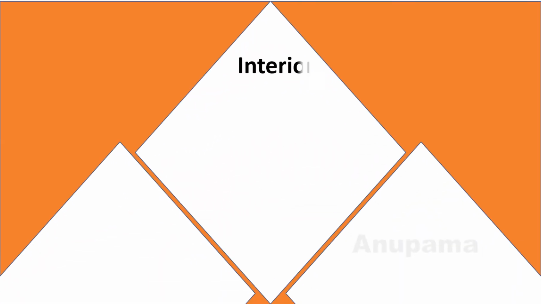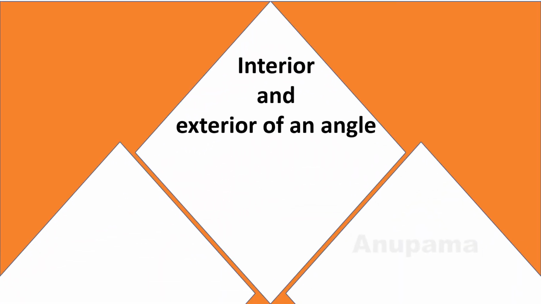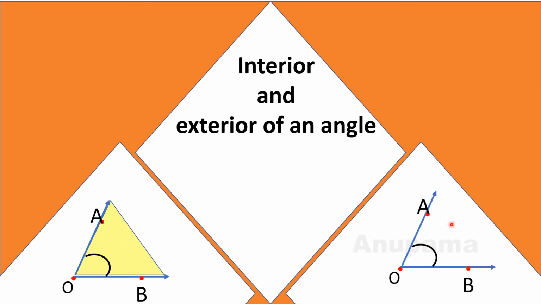Now the interior and exterior of an angle. It is very interesting. Observe here, it is an angle, angle AOB, or we can say angle BOA. This inside part of this angle is called the interior of an angle. In a similar way, just observe this angle again. Now, the exterior part of this angle is called the exterior of an angle.